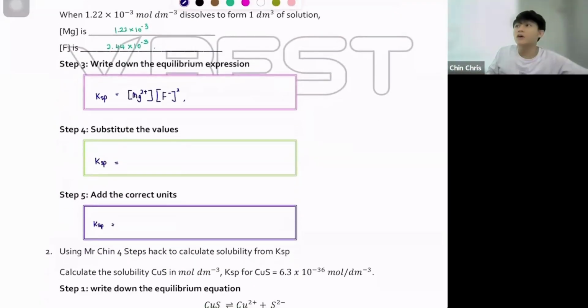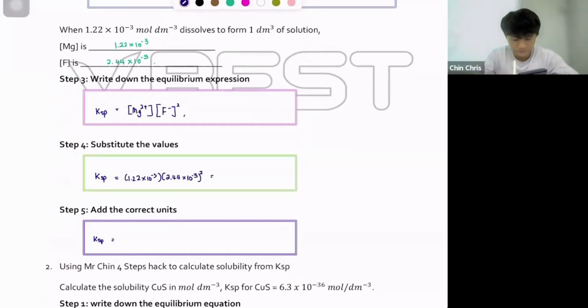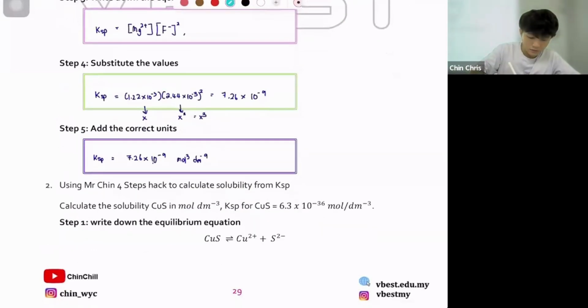Understand? Next. After that, sub in the value, 1.22. Don't forget the square. How much? 7.26 times 10 to the power of negative 9. Write it down with unit. x multiplied by x squared is x cubed. So 7.26 times 10 to the power of negative 9. x cubed is mole cubed dm negative 9. Easy.